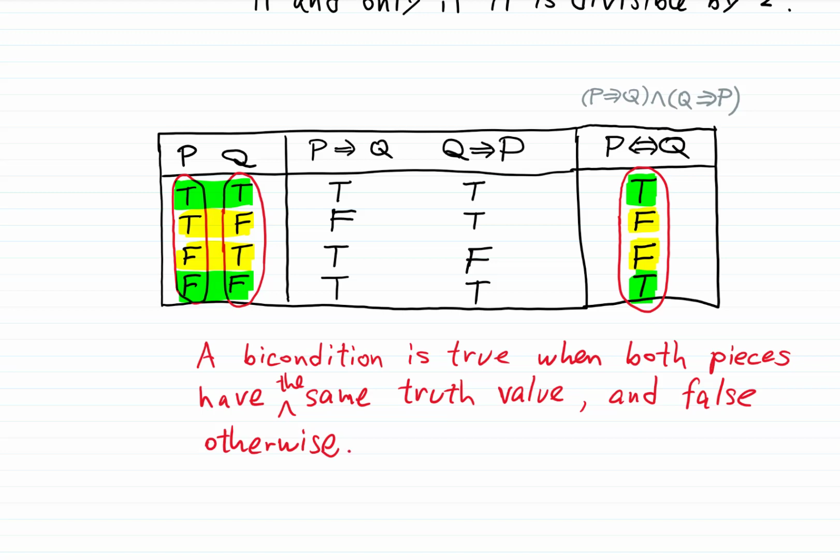Okay, so very, very important. Conditionals and biconditionals. You need to know the relationships of when a biconditional or a conditional is true and when it's false. Okay? In the book, this covers sections 2.3 and 2.4.